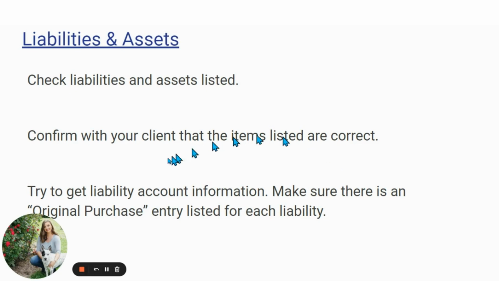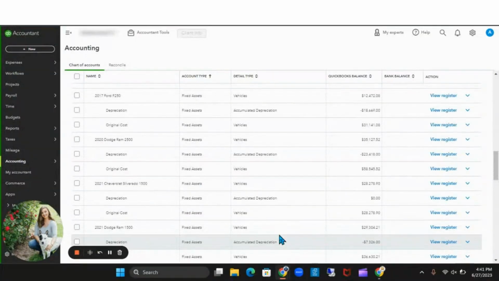All right, so we see this account here. These are the assets. So this is the vehicle, this is the depreciation, and you want to make sure that if you have an asset, or if you have a liability, that you also usually have the matching item for these. So like this is vehicles. You want to make sure that these assets are listed here. But then on the flip side, like I said, you're going to have your liabilities listed. So let me scroll down and show you.